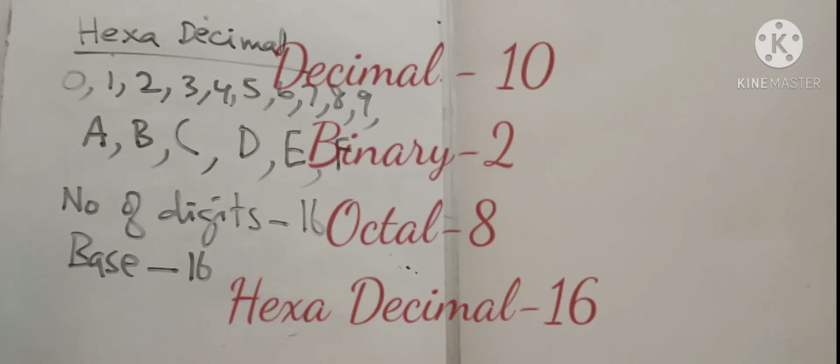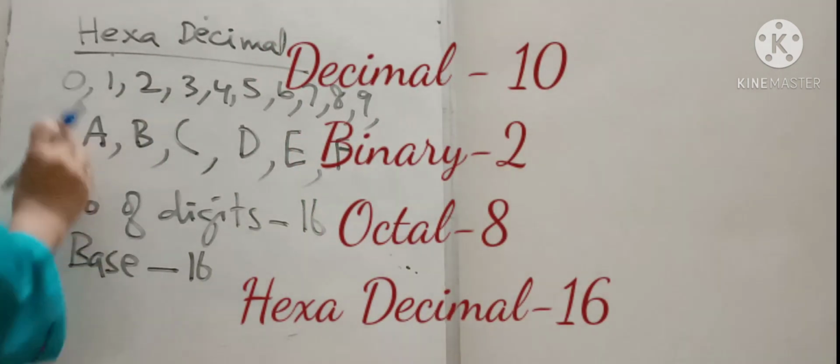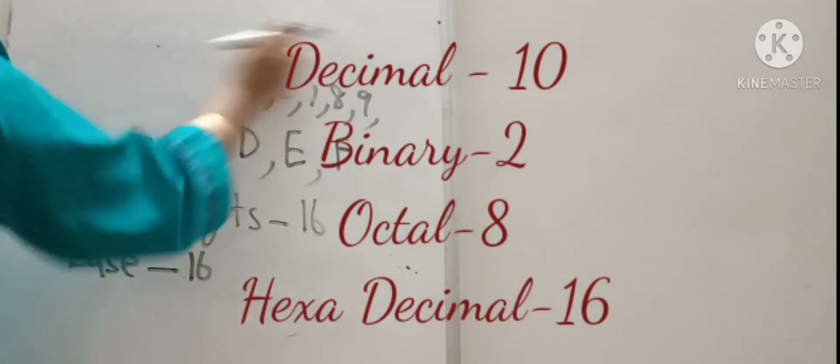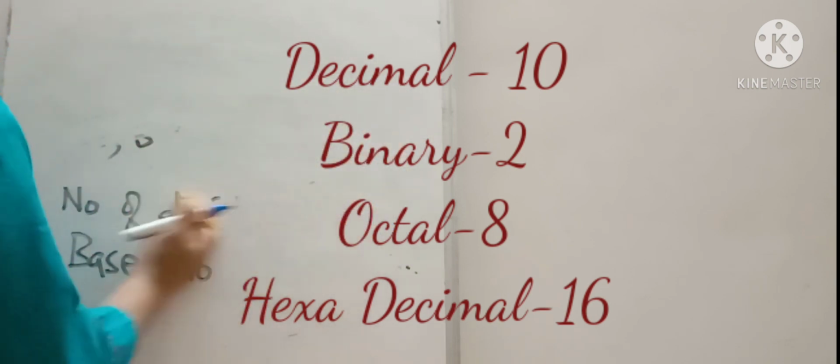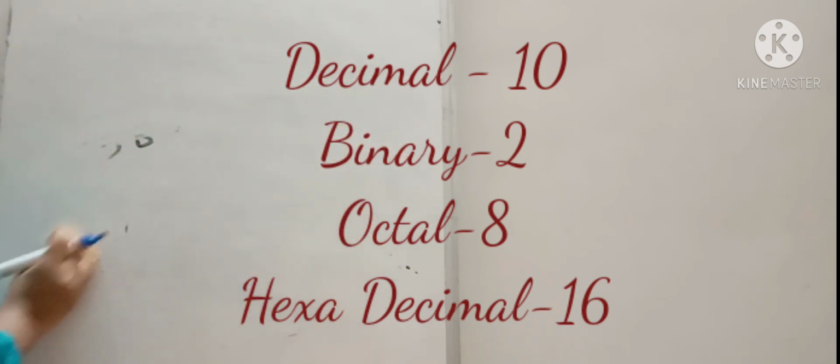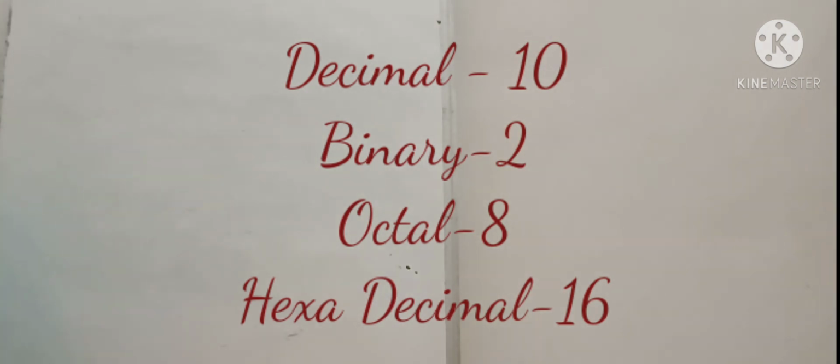Now we will revise. For decimal number system, base is 10. For binary number system, base is 2. For octal number system, base is 8. And hexadecimal number system, base is 16.